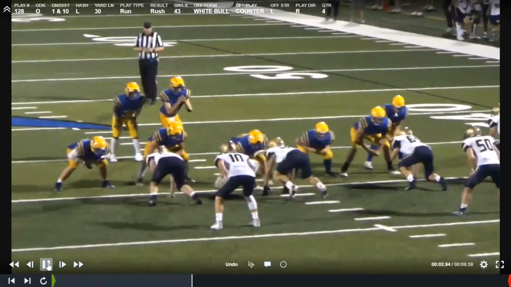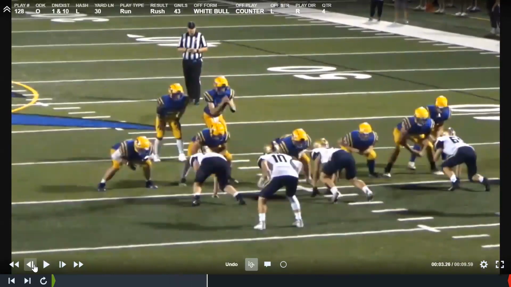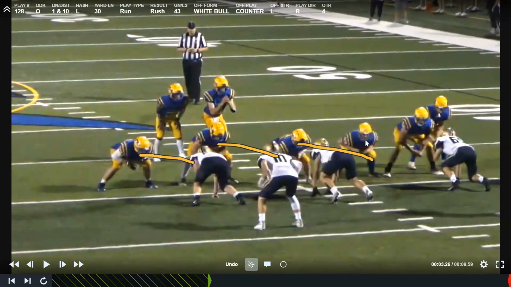Okay, here we are running counter to the right, offensive right, our left. So let's go through our progression here, our rules. So these guys are blocking to their backside gaps. Okay, he's pulling and kicking out. He's wheeling and sealing. He's leading up and through the hole for the play side inside backer. Okay, so play side tackle checks his gap. There's a guy there. He's down blocking him.